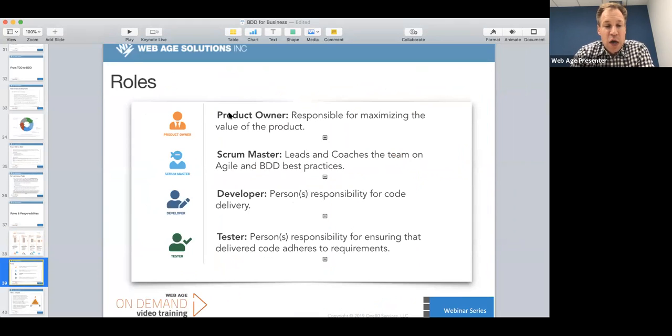All right, so roles. When we're talking about roles, there are really 4 basic roles on a Scrum team. There's the product owner, who's responsible for maximizing the value of the product. There's the Scrum Master, who leads and coaches the teams on the agile and behavior-driven development best practices. There's the developers who write the code, and then there's the testers who make sure that the code meets the requirements set down by the user story. So these are the four roles and the four little icons we're going to be using.